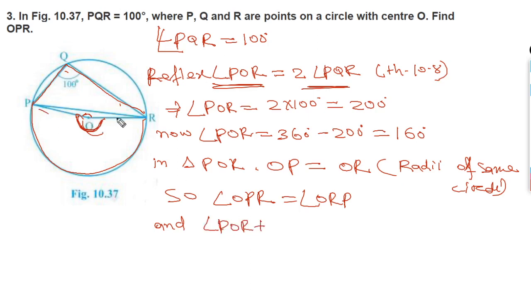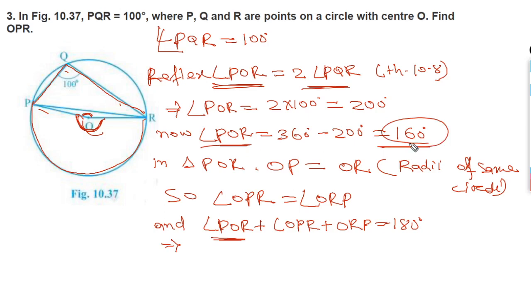You can write angle POR plus angle OPR plus angle ORP equal to 180 degree, implies we know the value of angle POR. This angle we have found, where is it? Here it is. Angle POR is equal to 160. So instead of POR you can write 160 degree plus angle OPR. This angle is equal to angle ORP. Therefore you can write 2 into angle OPR is equal to 180 degree, implies.